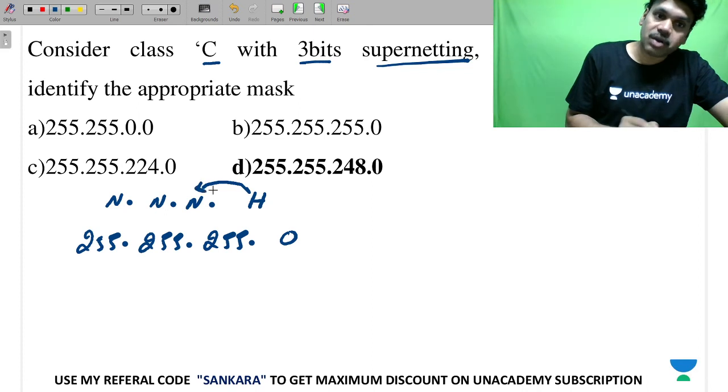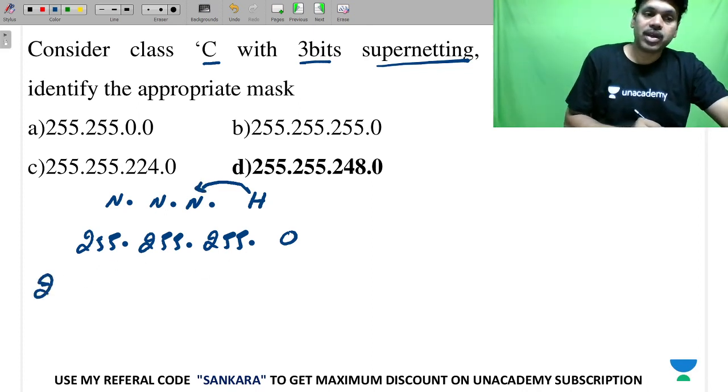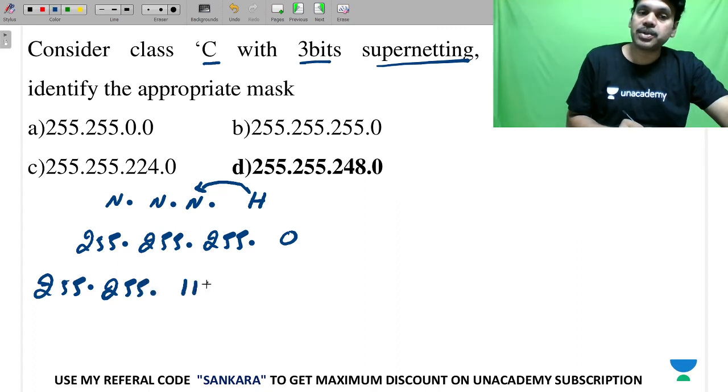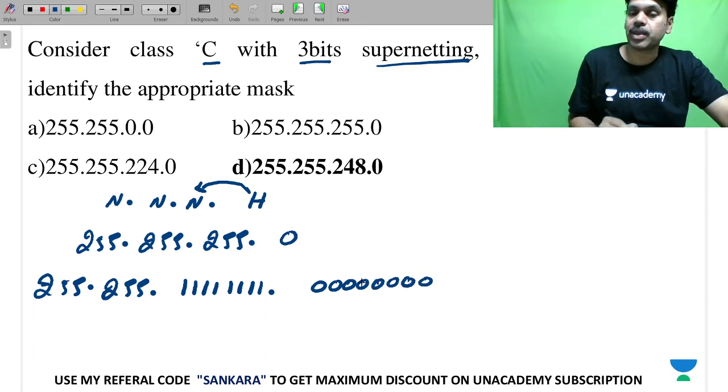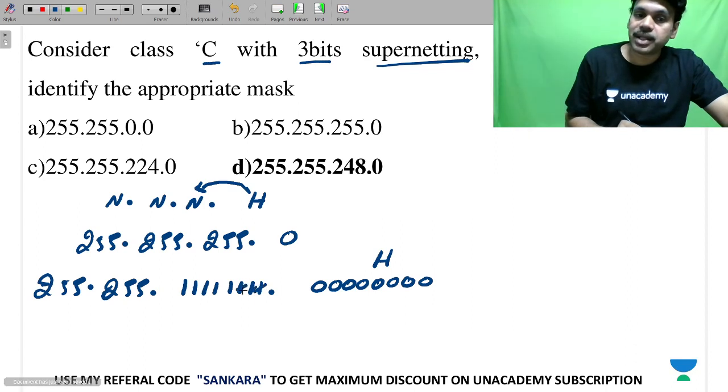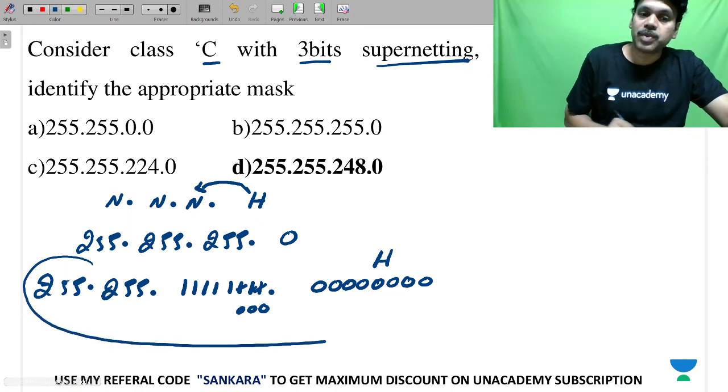So from this octet we are borrowing. This is fixed, 1 2 3 4 5 6 7 8. 1 2 3 4 5 6 7 8. Okay, this is fixed HID. Now here this and this and this are borrowed. So now you read what is your new mask.